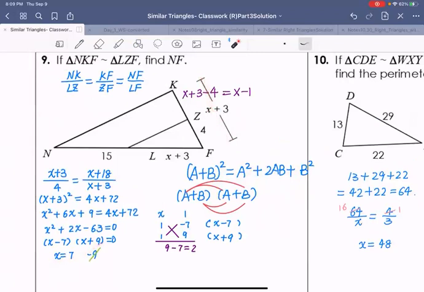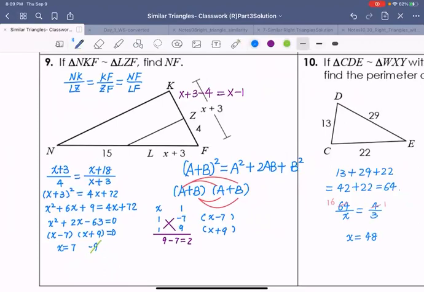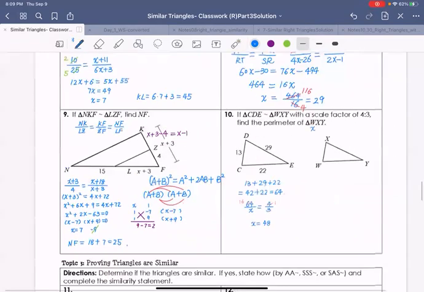That's the answer. NF. Let's finish the last step. NF equals 18 plus 7, which is 25. Good job, you made it. Very good.